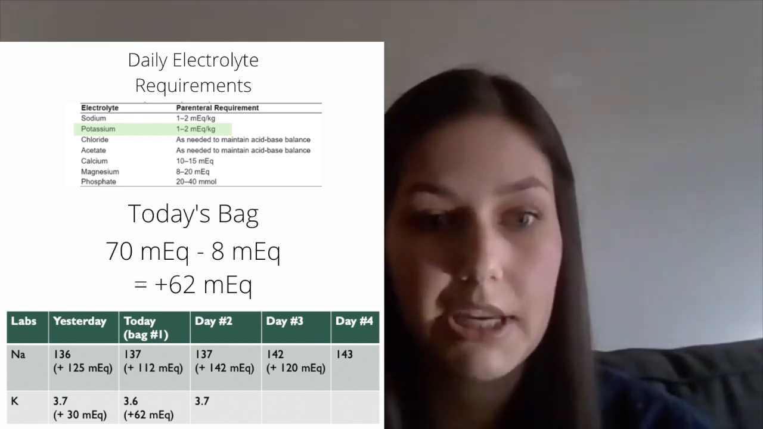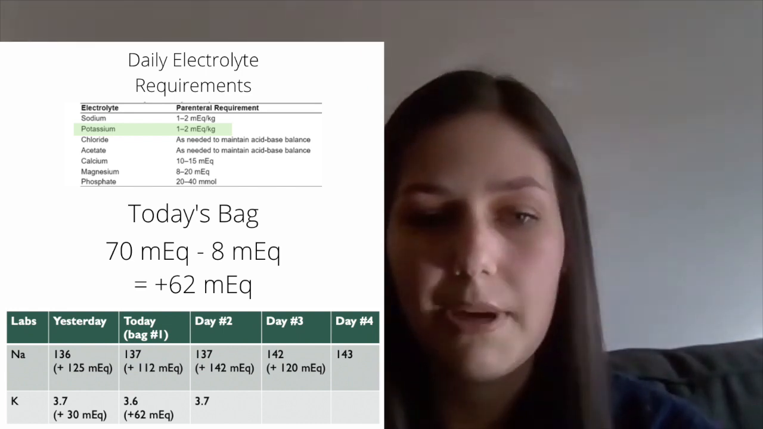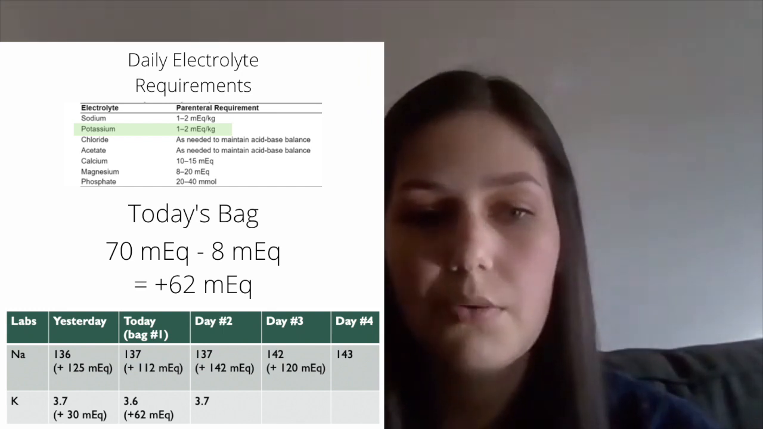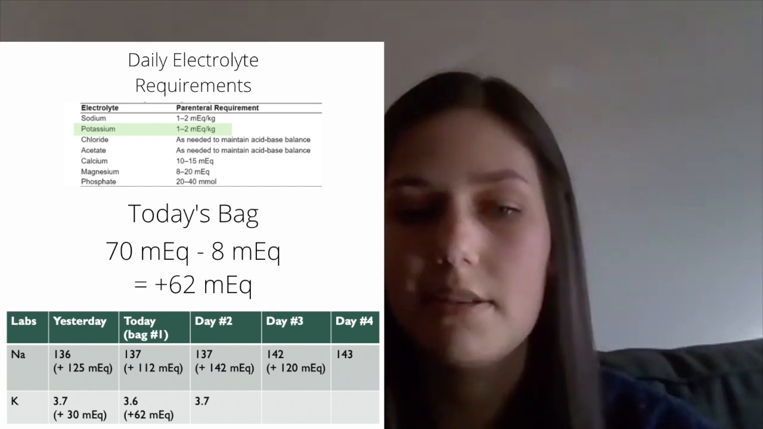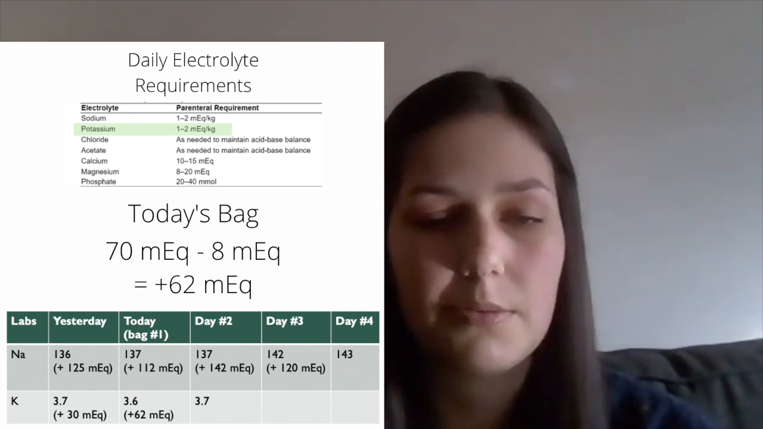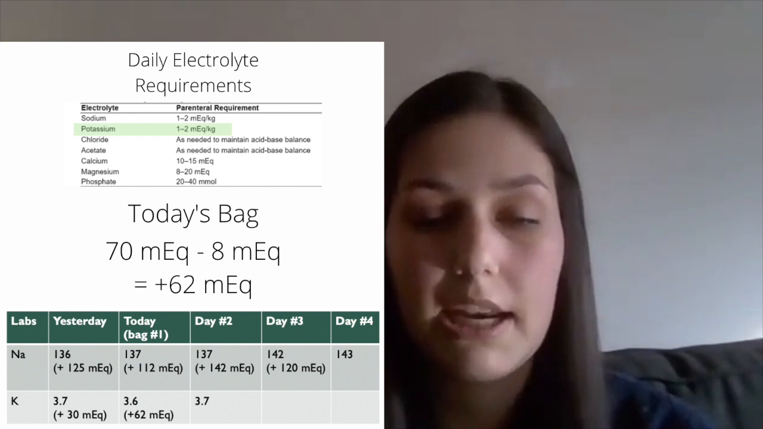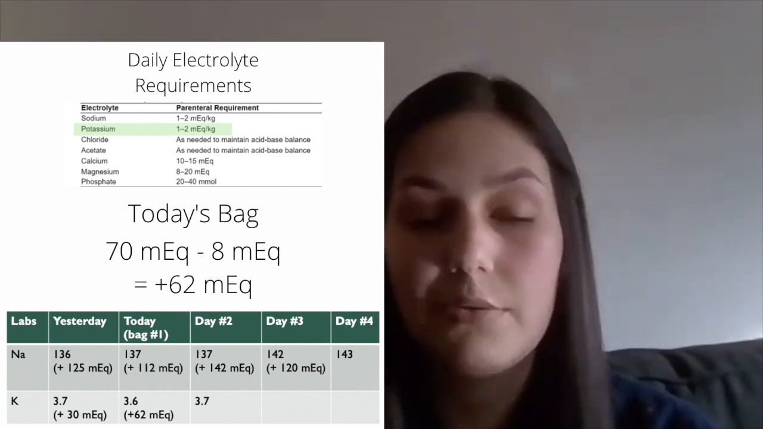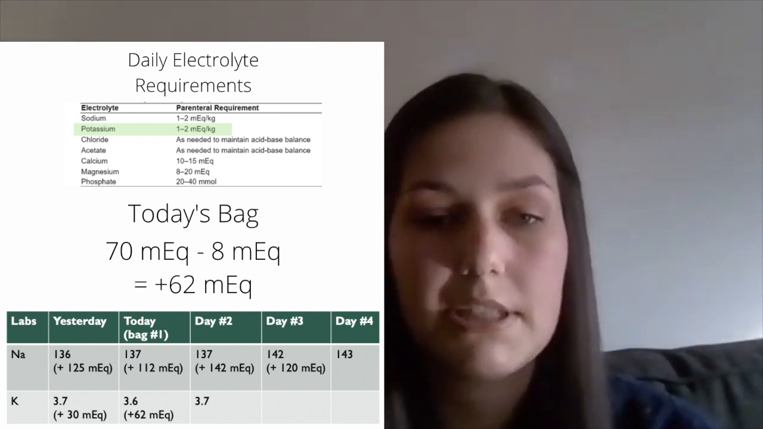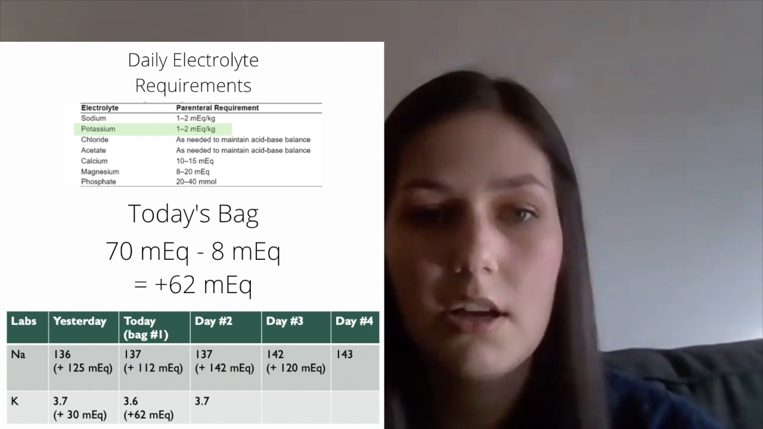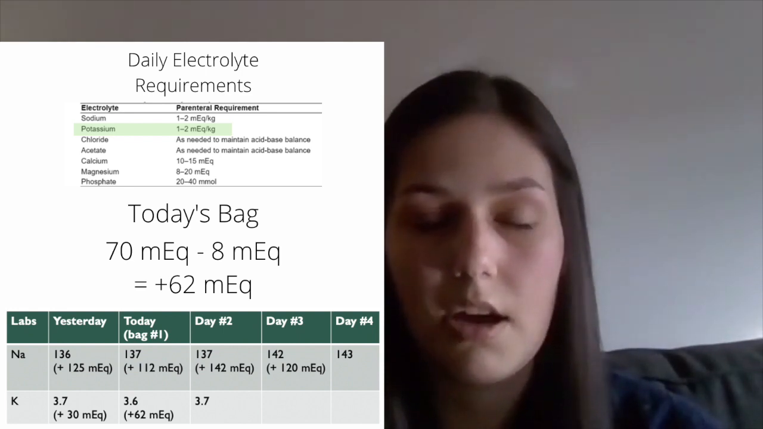The next morning, so day 2, nursing reports that the patient's NG output did decrease to 800 mils over 24 hours, which is about 8 milliequivalents of potassium lost. So again, we subtract our outputs from our inputs. So we subtract 8 from 70, and we get a net positive of 62 milliequivalents of potassium. And if we look at the labs for day 2, the potassium increased back to 3.7 from 3.6. So still on the lower end, but in the normal range.